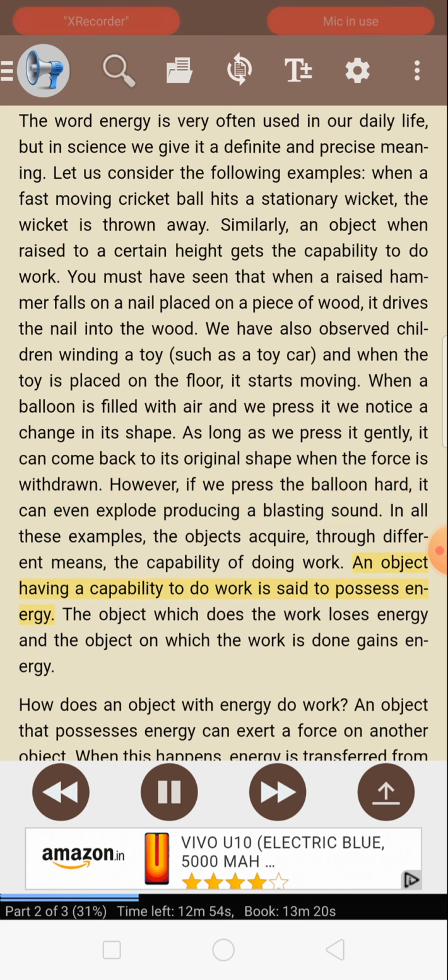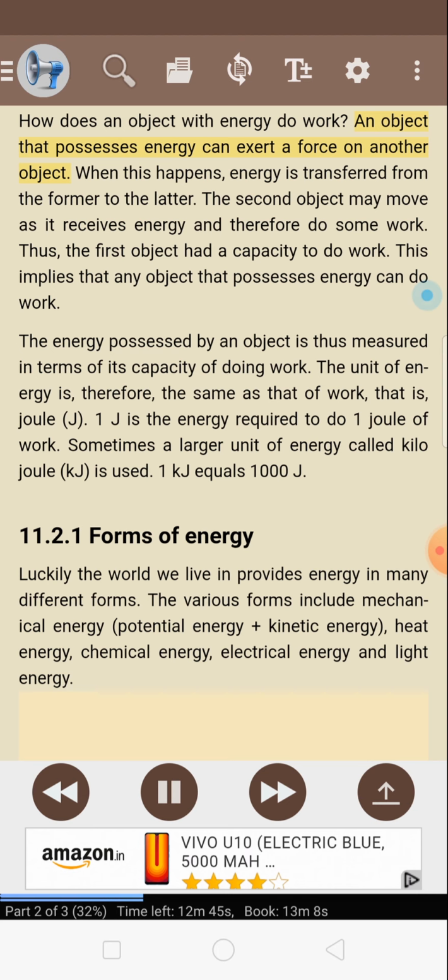How does an object with energy do work? An object that possesses energy can exert a force on another object. When this happens, energy is transferred from the former to the latter. The second object may move as it receives energy and therefore do some work. Thus, the first object had a capacity to do work. This implies that any object that possesses energy can do work. The energy possessed by an object is thus measured in terms of its capacity of doing work.